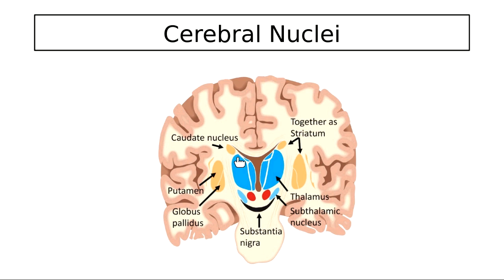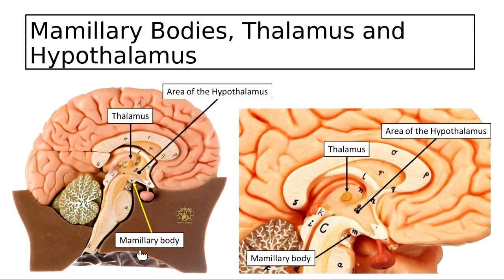We have an area called the limbic system, and we're not going to get into that because this is kind of complicated and it has a lot of different areas, but we are going to look at one area, and those are the mammillary bodies that are part of this limbic system.